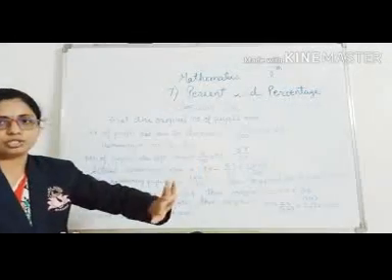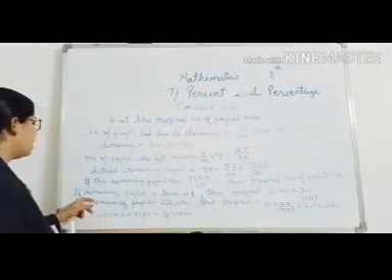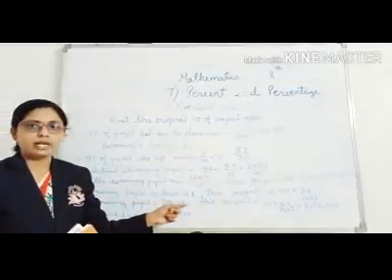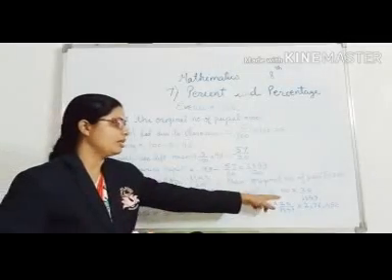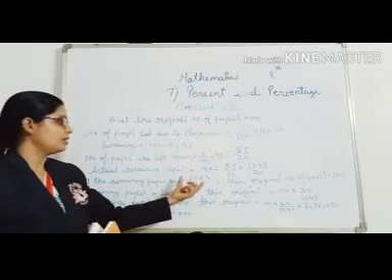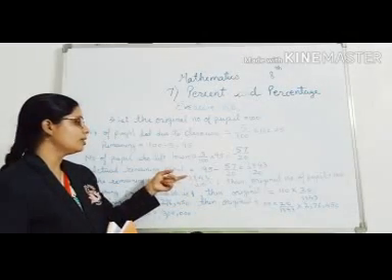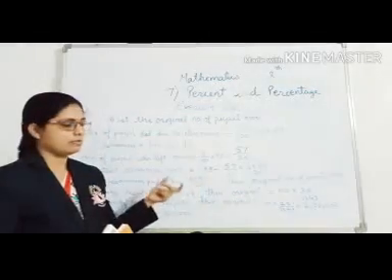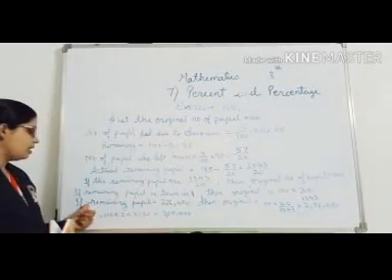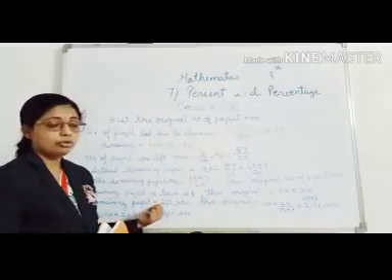Now, if the remaining people are this much, what will be the original value? That is 100. If the remaining people in the town is 1, the original will be multiplied by 100. Whatever this value is, it will get multiplied by 100. So 20 upon 1843 multiplied by 100.